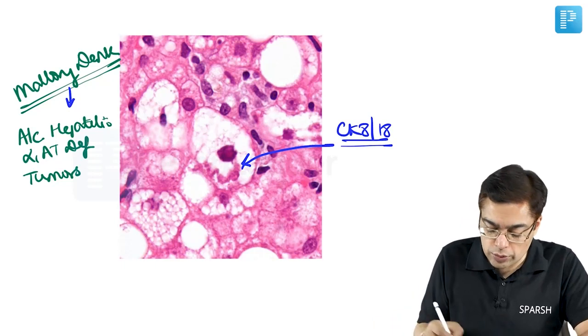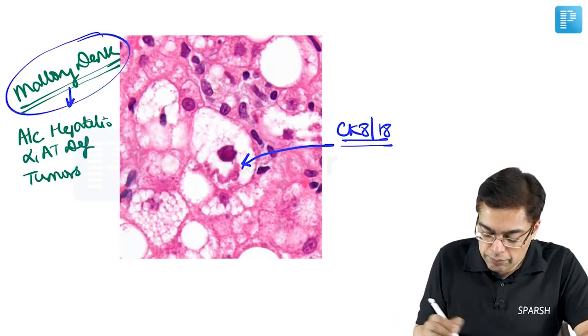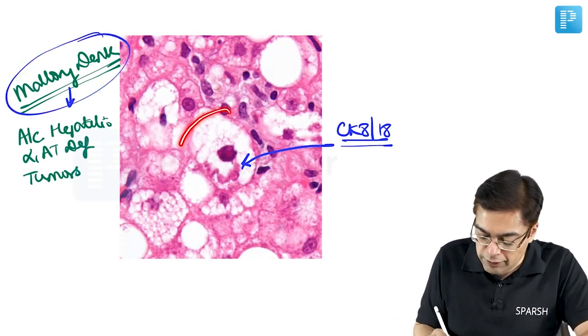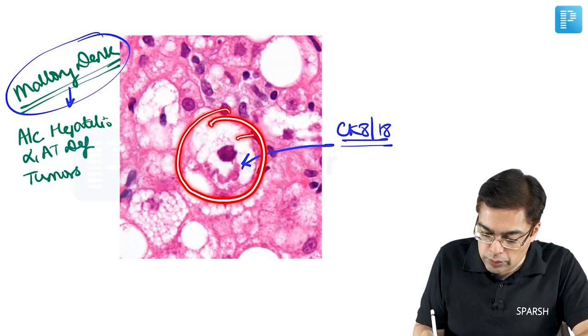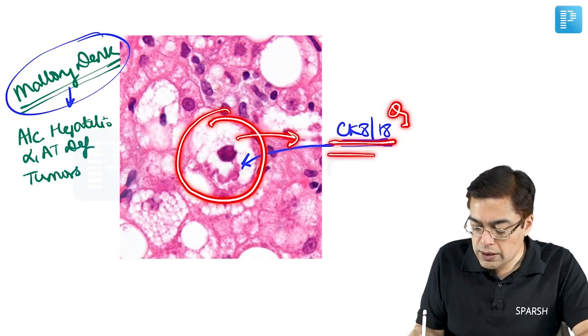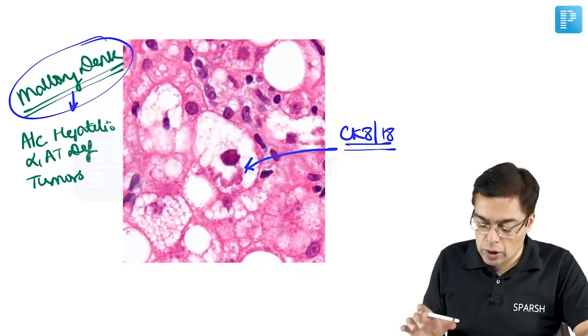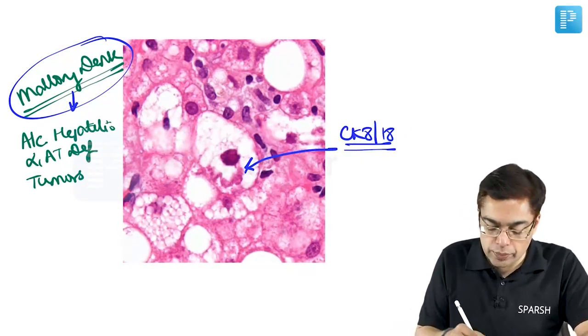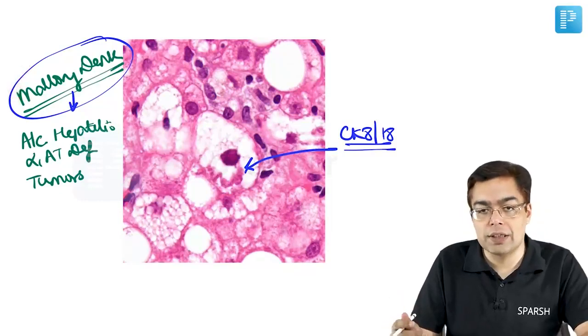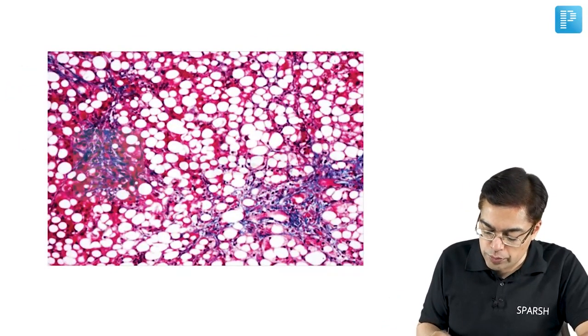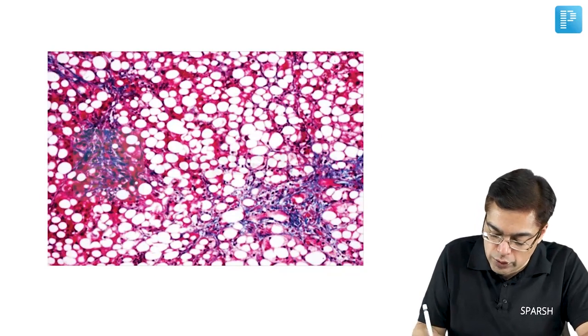So there are a lot of conditions where you can have the presence of Mallory-Denk body, but the important thing is to be able to identify the Mallory-Denk body and to talk about its composition, which is cytokeratin 8 and 18. Now, apart from Mallory-Denk bodies that you could have in a patient suffering from alcoholic steatohepatitis, a lot of these patients could even have the presence of perisinusoidal fibrosis.